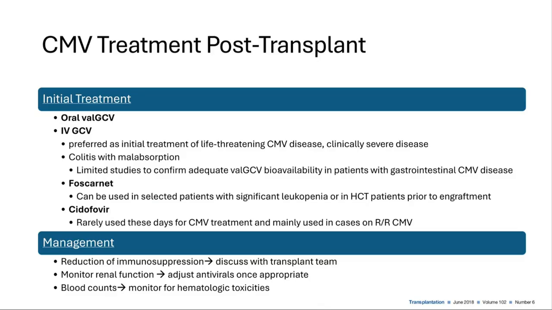Oral valganciclovir would be your main drug in settings of CMV infection with just isolated CMV DNAemia, or if you have a stable patient, let's say with a CMV syndrome. When you prescribe someone oral valganciclovir, you need to make sure that, A, they can take at least 2 to 3 meals per day, because the absorption of valganciclovir is influenced by your food intake.